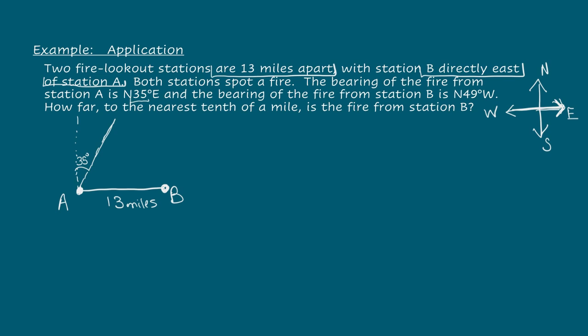And then B also goes to the north to get to the fire, but then goes at an angle of 49 degrees, but to the west. So it comes this way a little bit more. So 49 degrees to the west. So over here. So the fire is somewhere, right? Here's our fire right here. They both spot a fire right here.